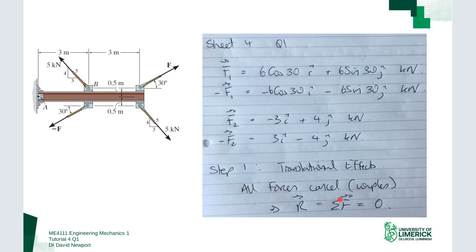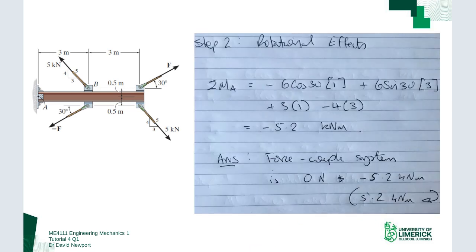Right, so step 1 is the translational effects, and what we have is that all the forces cancel because we've got 2 sets of couples. Okay, so this force cancels with that, and that force cancels. Okay, if you didn't spot that, what you would do is move each of these forces down to point A and sum them all up at point A. So if we do that, we get the sum of the forces equal to 0.